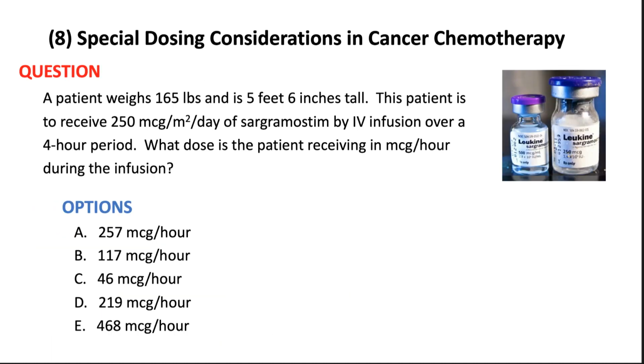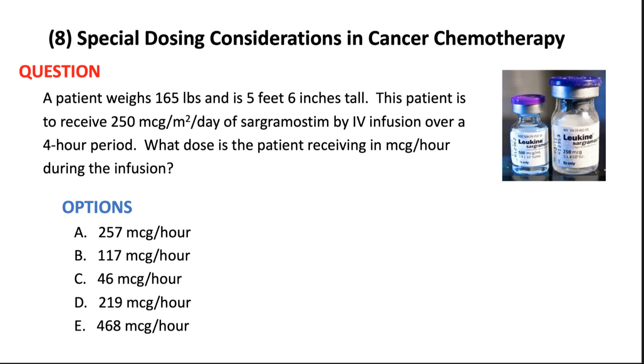All right. So let's do another question here, keeping up with our body surface area and chemotherapy type drugs. So we'll start with a patient who weighs 165 pounds and stands 5 feet 6 inches tall. This patient is to receive a dose of a drug of 250 micrograms per meter squared per day of the sargramostim by IV infusion over a 4-hour period. What dose is this patient receiving in the units of micrograms per hour during the infusion?